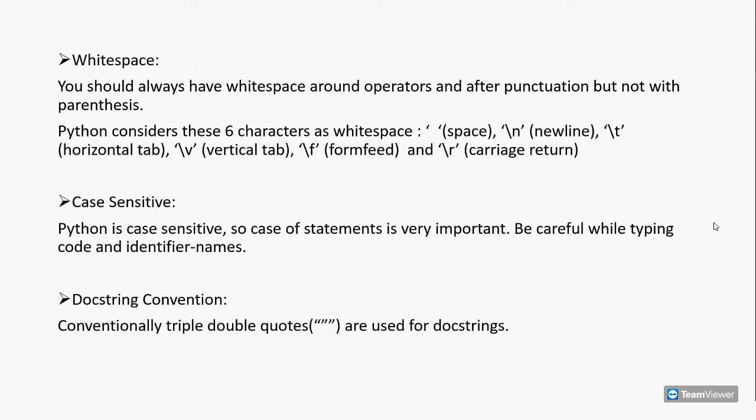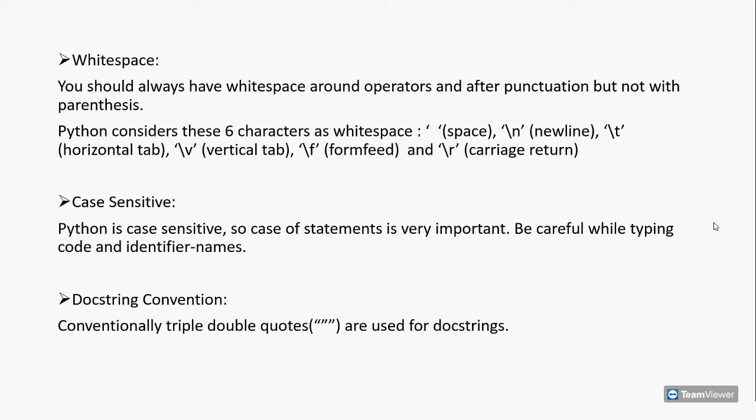White spaces. You should always have white spaces around operators and after punctuation, but not with parentheses. Python considers these 6 characters as white spaces. The first one is a space. The second one is \n, which is a new line character. Third one is \t, that is a horizontal tab. Fourth one is \v, a vertical tab. Then comes \f, which is the form feed character. And lastly we have \r, which is the carriage return.